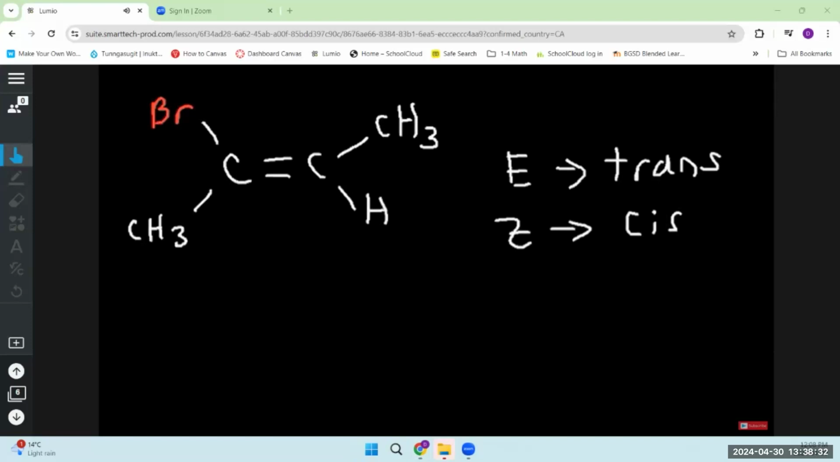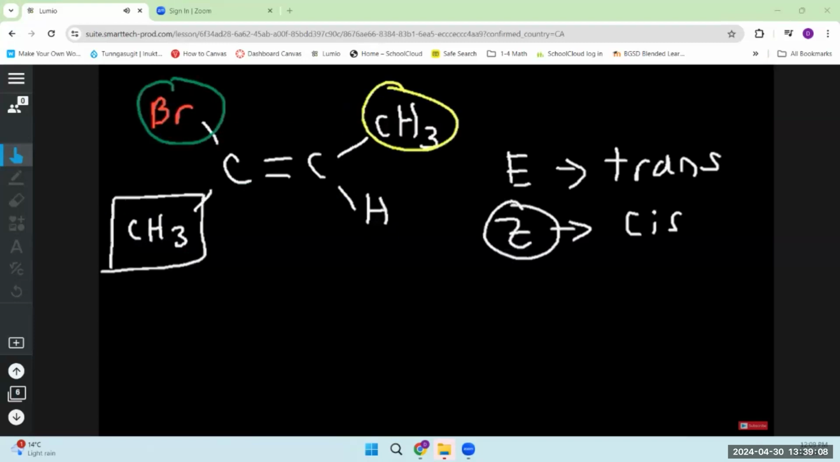Now, what you need to do is determine which group has a higher priority, and it's based on the atomic number. So if we compare bromine and carbon, you need to pair 2 groups on the same carbon atom, or attached to the same side of the double bond. Bromine has a higher atomic number than carbon, so bromine has a higher priority than carbon. Now, between methyl and hydrogen, methyl wins because carbon has a higher atomic number than hydrogen. Now, if the 2 highest priorities are on the same side, you have the Z isomer. If they were on opposite sides, that would be the E isomer, it would be trans-like, so to speak.